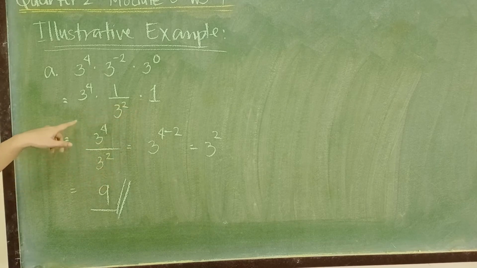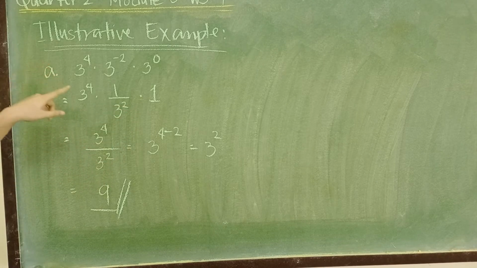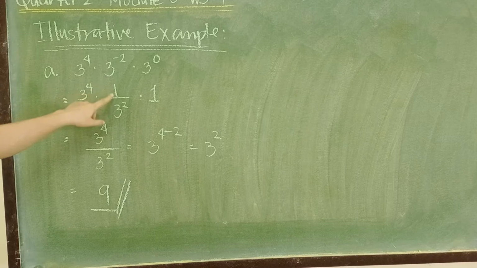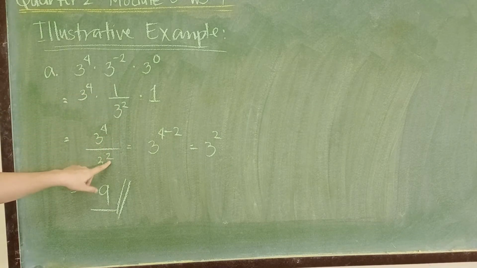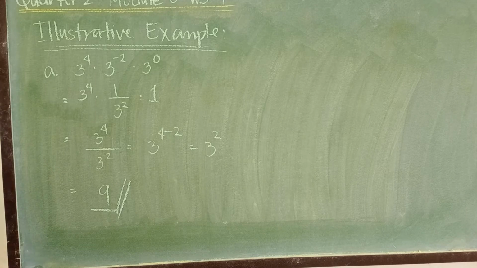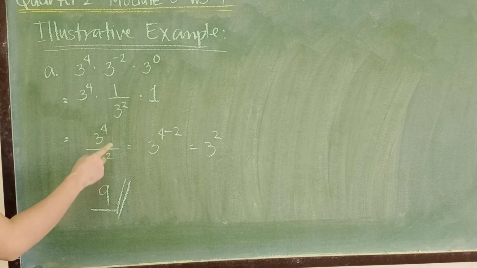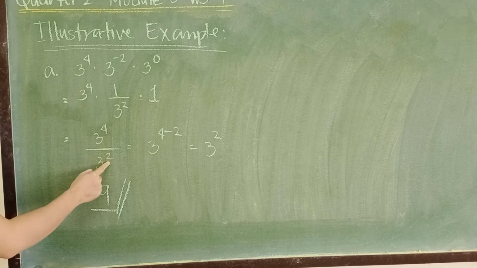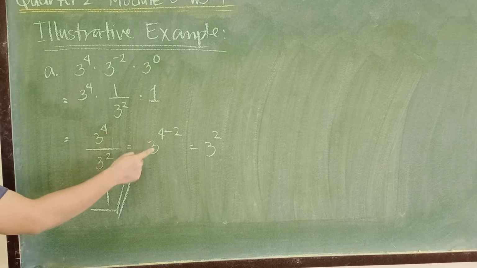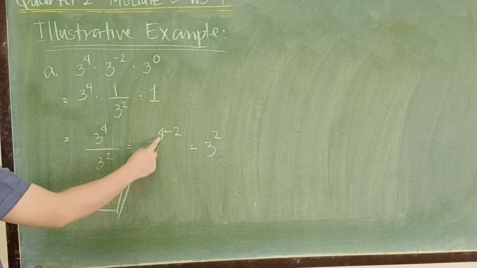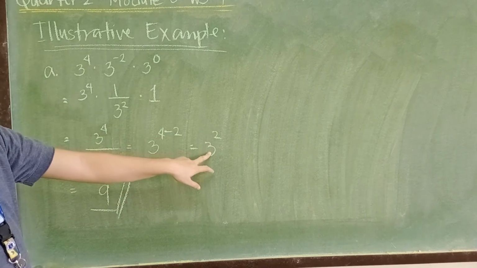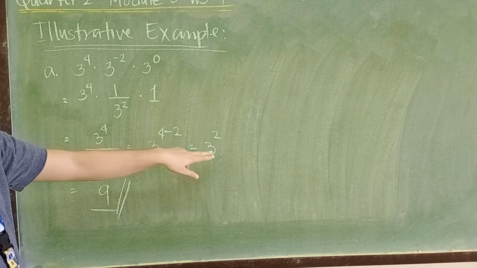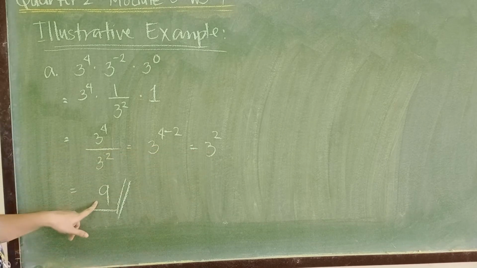So 3 raised to 4 times 1 over 3 raised to 2 is 3 raised to 4 over 3 raised to 2. And then ang ginawa ko is yung quotient rule. Since parehas sila ng base, sinubtract lang yung exponent sa denominator dito sa exponent sa numerator. So we have 3 raised to 4 minus 2, and 4 minus 2 is 2. So, ibig sabihin ng 3 raised to 2 is i-multiply mo yung 3 sa sarili niya ng dalawang beses. So, this is 3 times 3 is 9.